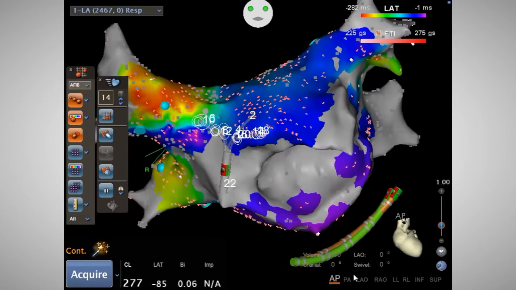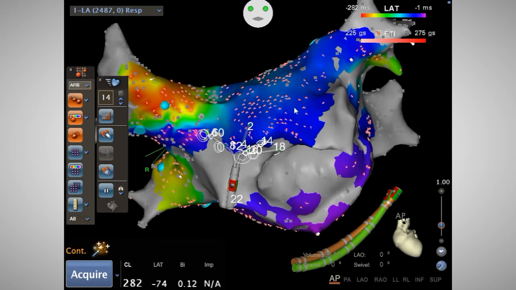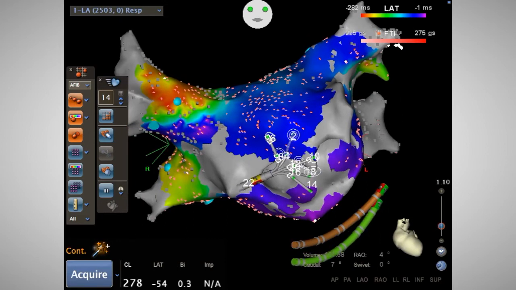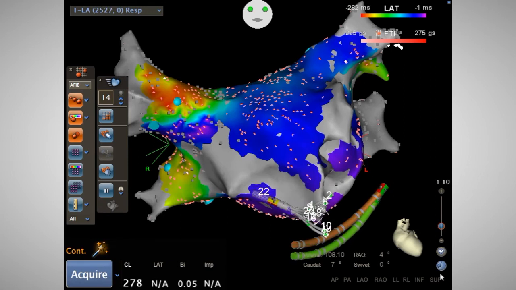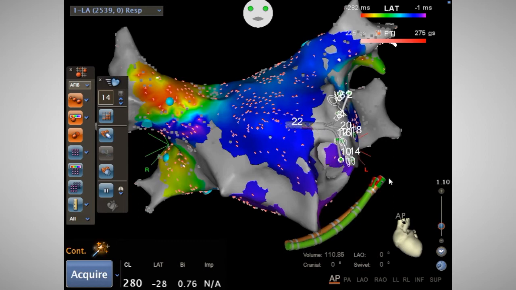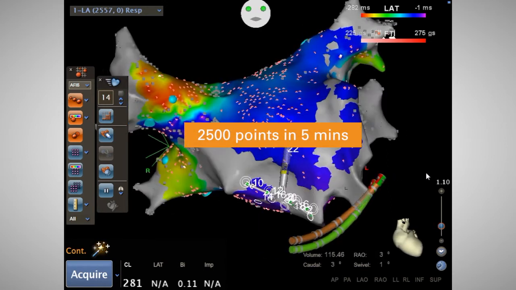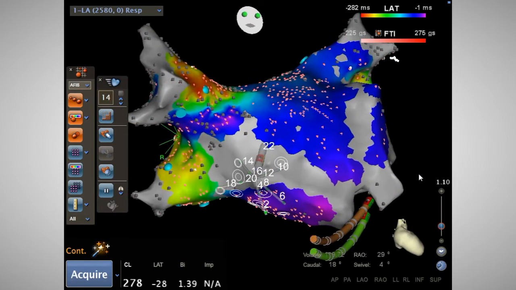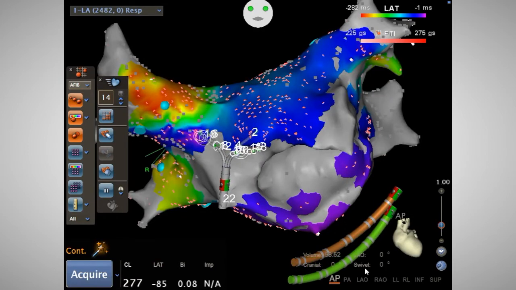Here's an example of mapping of this tachycardia with the Pentaray and using confidence. You can see it very rapidly and automatically annotating these points. Within 5 to at most 10 minutes, we can have a map of several thousand activation sites. In this case, it's 2,500 activation points over about 5 minutes, and you can see how it is rapidly and actively updating with activation points.